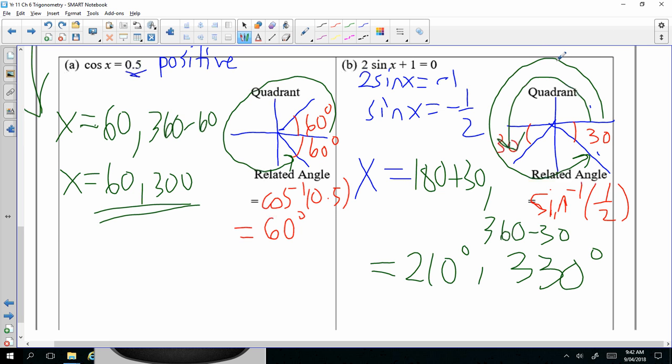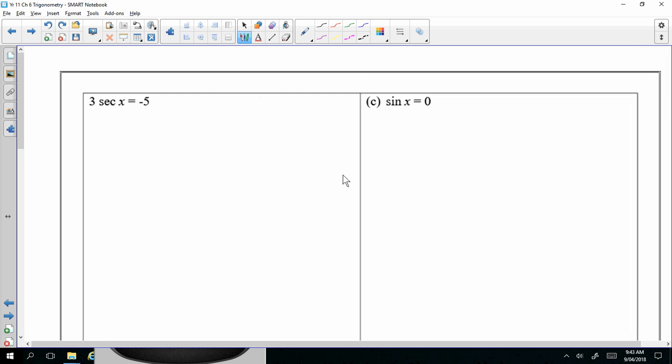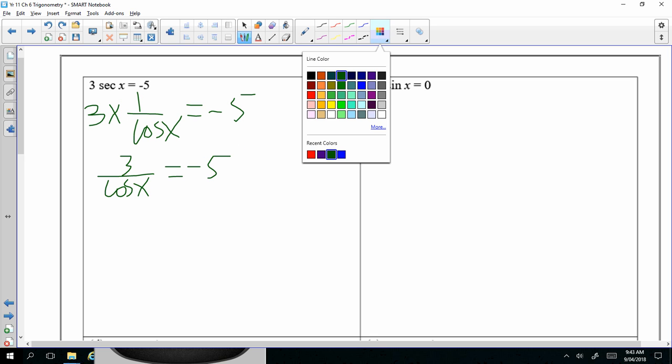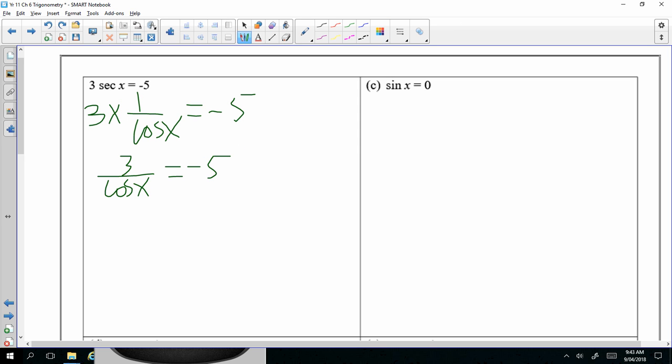It's sec. How do you do sec? Just write sec as 1 over cos. So you get 3 over cos x, like that. And then what do you do? You flip it. So write cos x over 3 equal to -1 over 5. And once you flip it, get rid of the 3, so you get cos x equal to -3 over 5. Get the idea? So you try to make cos the subject, or sine the subject, or whatever you have.